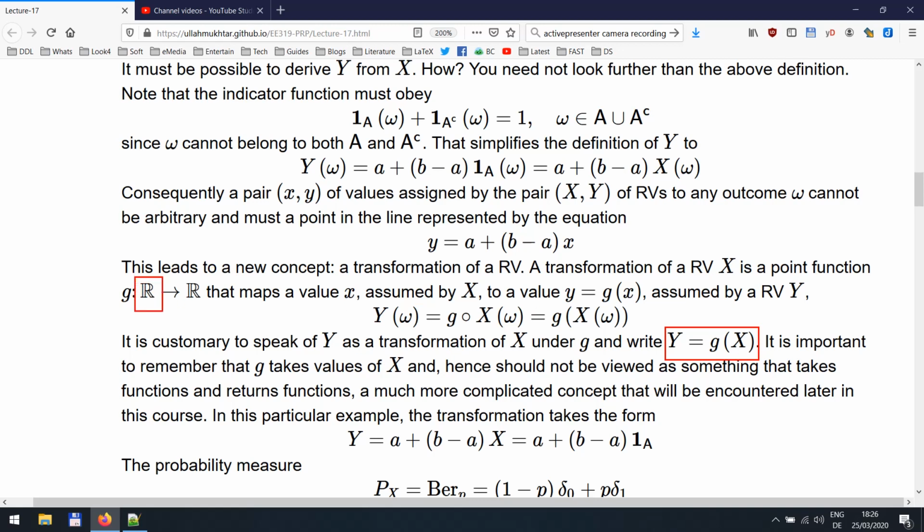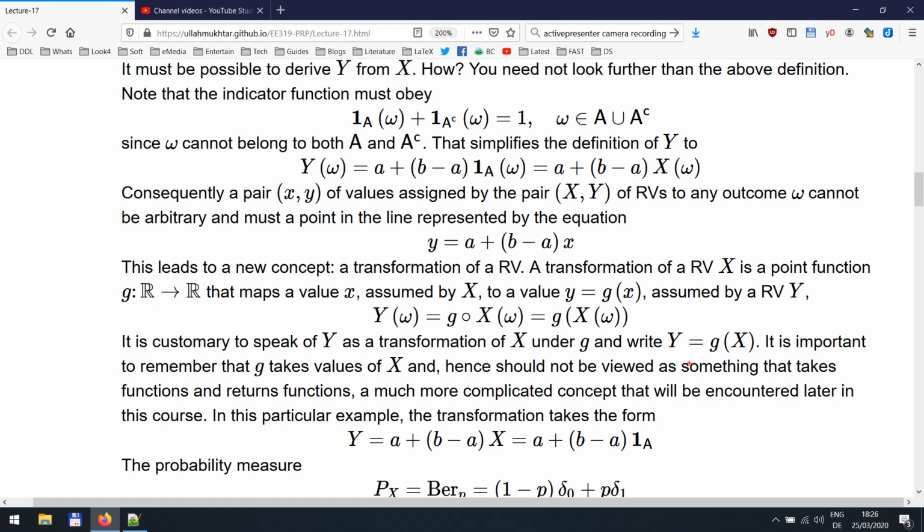Here, this R is the domain of g, which means that it takes real values. It doesn't take real functions, it doesn't take random variables, but it takes real numbers. So those are only values of random variables. Similarly, it returns real numbers. It does not return real functions. So a mathematical object which takes functions, or random variables, and returns functions, must be very complicated. It does exist in mathematics, but we don't want to go into that. We'll return to that later on.